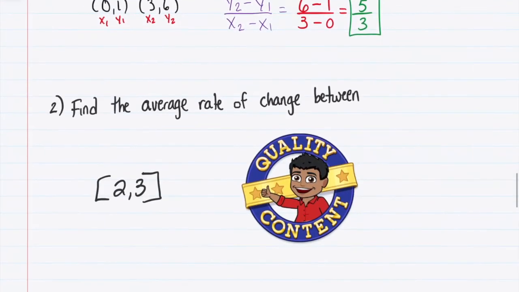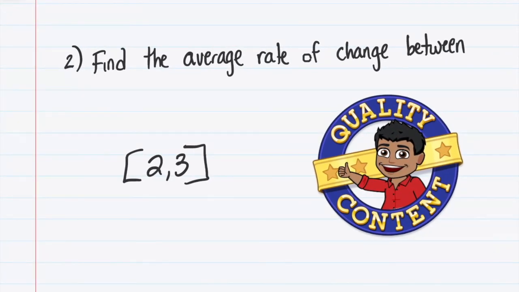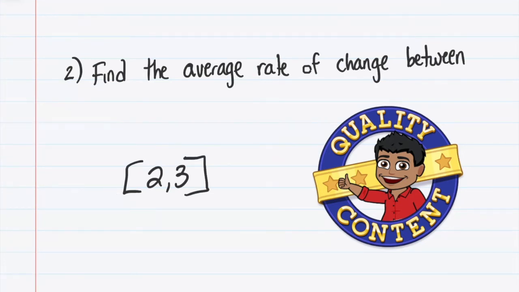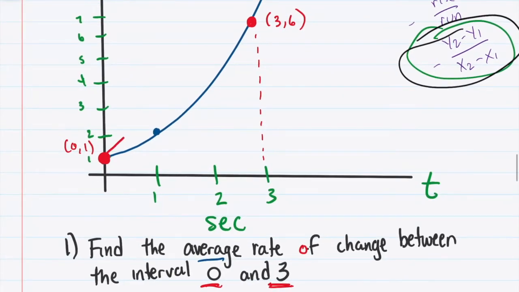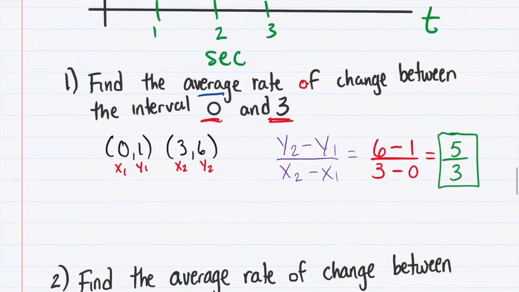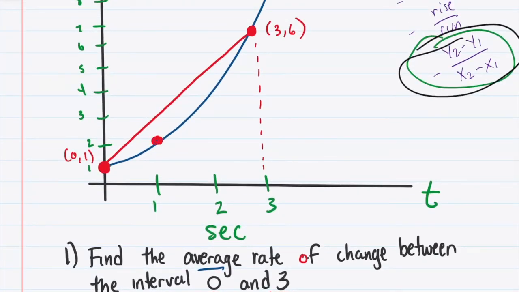On another aspect, sometimes you might get your intervals like this. Now notice these are not parentheses, these are brackets. When you see this on the homework, that means this is not a point. It's not x and y. They're actually giving you the intervals, the x's. This is your x1, this is your x2. They're telling you from where to where you want to find the slope. Previously, you had found the slope from these two points. Well, now you want to go from 2 to 3. Notice that the slope is going to be a little different.